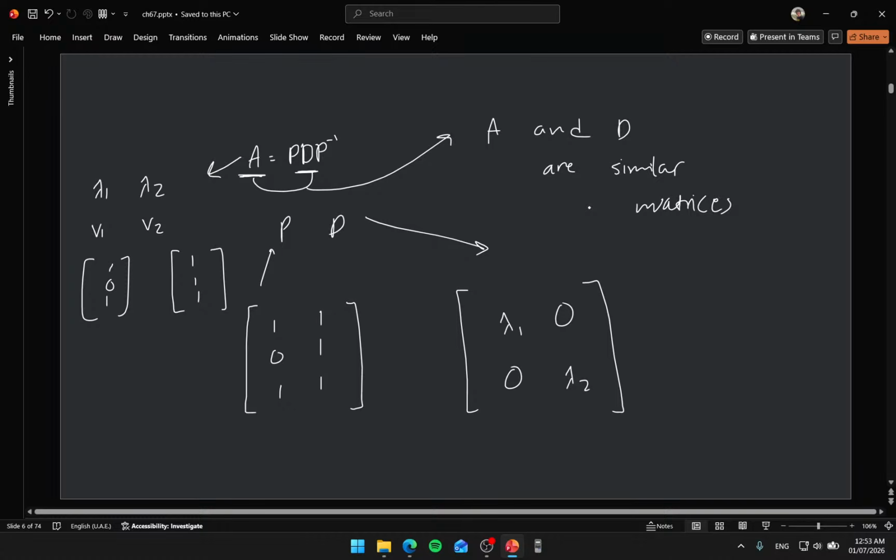So every diagonalizable matrix A is similar to a diagonal matrix D. So we first start by judging A if it's diagonalizable or not. If it's diagonalizable, then it's similar to a diagonal matrix D. So A and D are similar if A is diagonalizable. Then we can write it in this form. Okay?